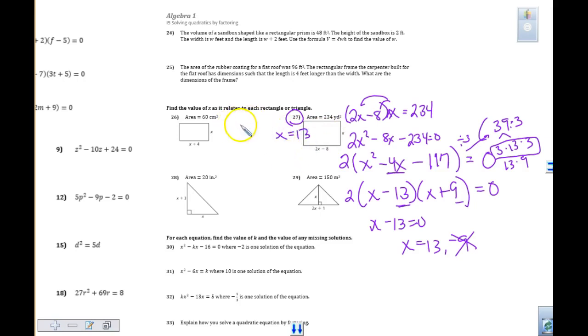And did it only ask us to find x? Yeah, that's the only thing it asked us to find. You didn't have to find the other dimension. So 13 yards. You needed 2 times 13 minus 8. You could have found the other answer if you were looking for that.